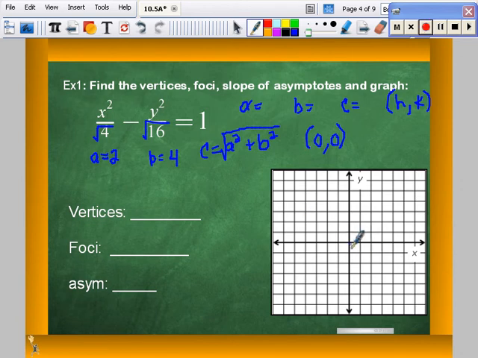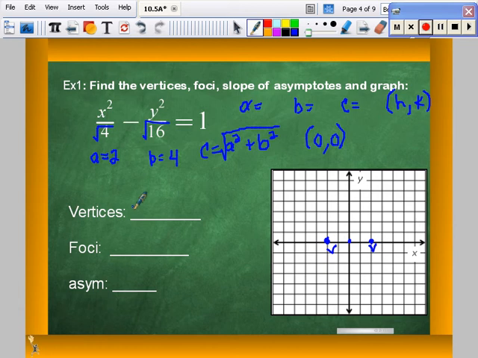asymptotes. So if 0, 0 is our starting point, let's go over to this a equals 2, and it's under the x value. So if 2 is under the x value, then I'm going to move right and left. I'm going to go 2 to the right, and I'm going to go 2 to the left. These two dots right here, I'm going to mark with a V. Those are our vertices. Let's figure out where they are on the graph and write them in our blank line.